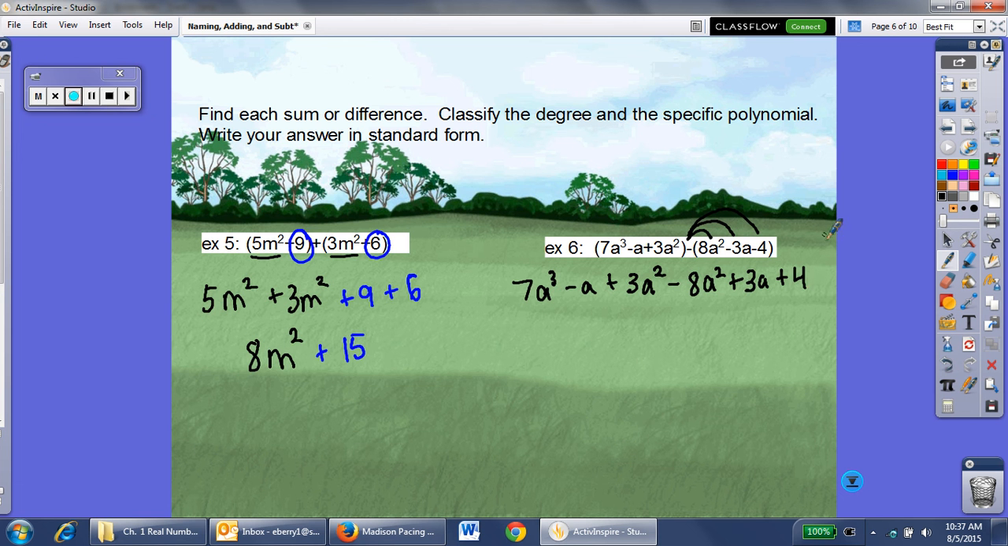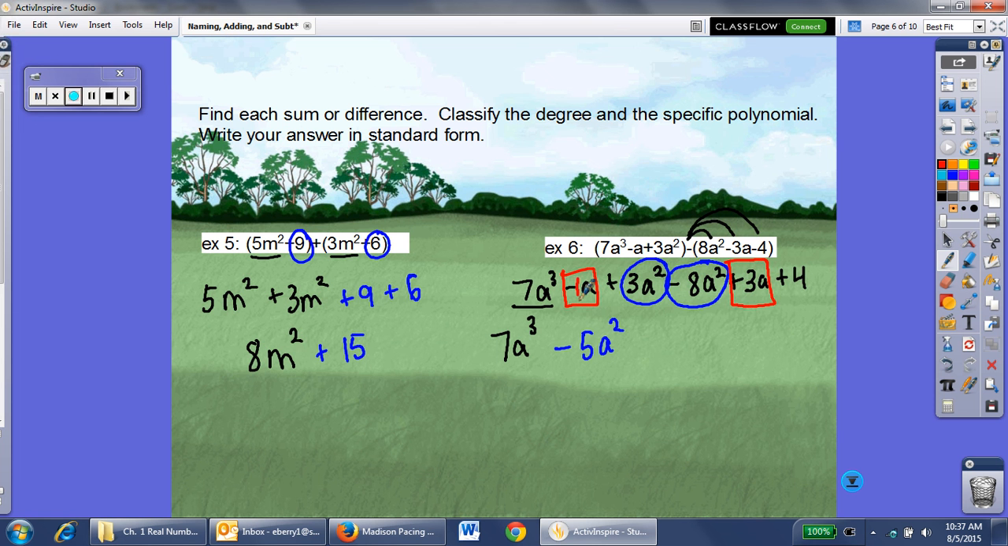Okay, let's go ahead and rewrite this with like terms together. So 7a to the third, this can go first. There are no other a to thirds here, so that one is done. And then we can combine the 3a squared minus 8a squared. So when we combine these, 3 minus 8 is negative 5a squared. And next, let's go ahead and look at the negative a and the positive 3a. So this is a negative 1.